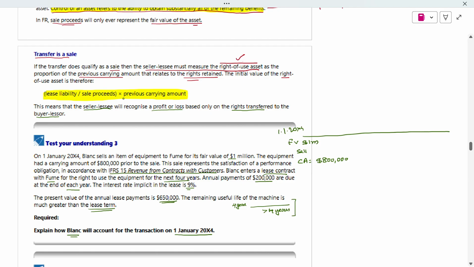It is not in our syllabus, but I will tell you why they are told like this. Now, what is there? Keep the formula in mind. The formula is: lease liability divided by sale proceeds, multiplied by the previous carrying amount. Identify and do it.